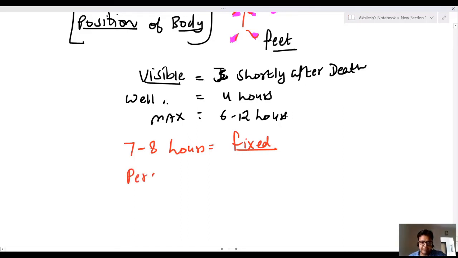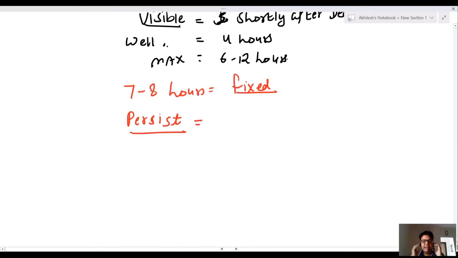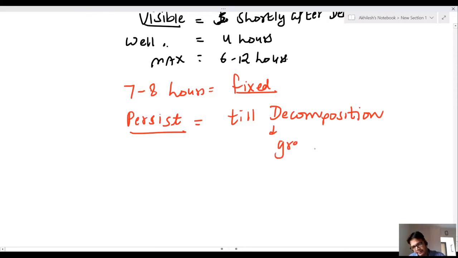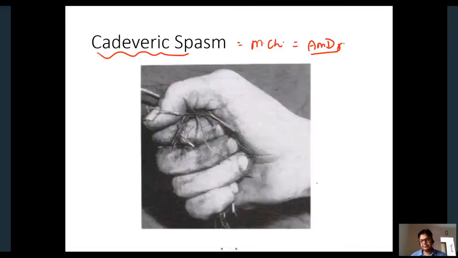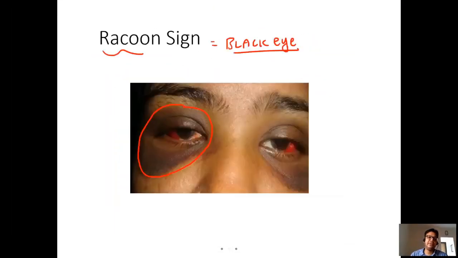Now, till what time does it persist? Sir, this color of the skin persists till decomposition, because after decomposition, your body becomes green color. So till your body becomes green, this postmortem staining persists. Now I will show you the picture, because this picture comes in exam. Okay. This one is the first picture, my dear friend.